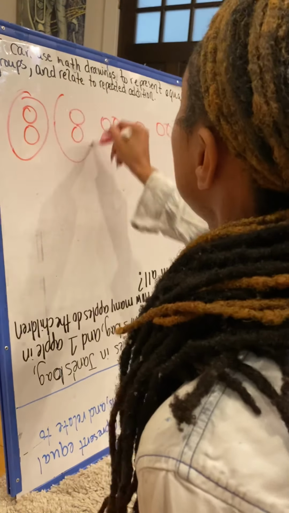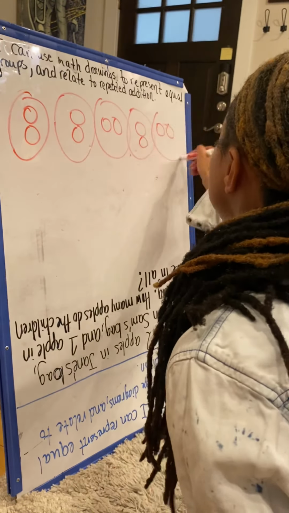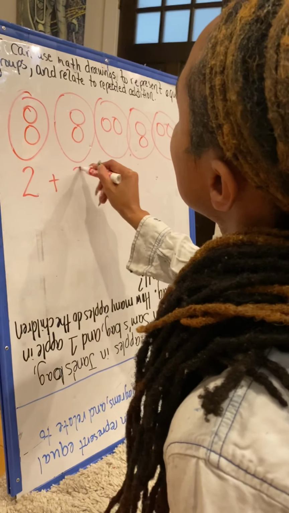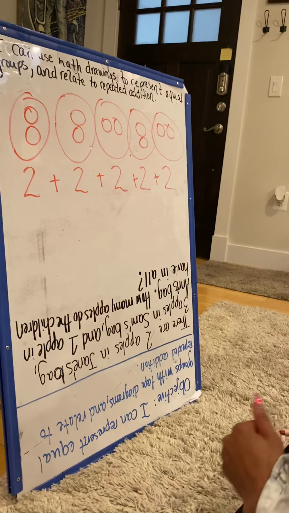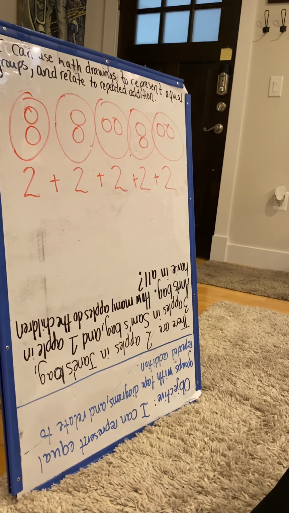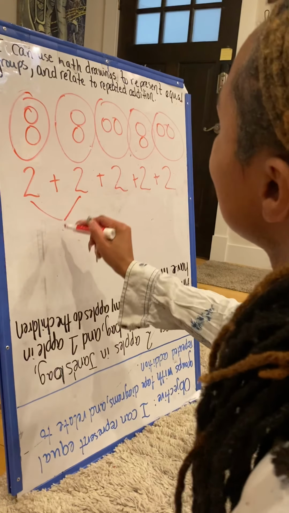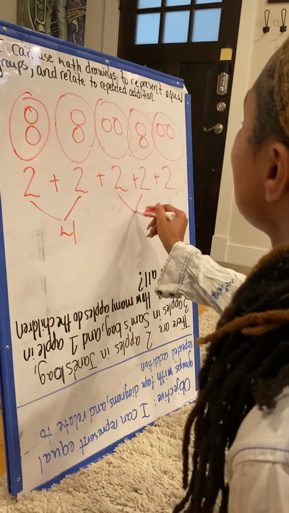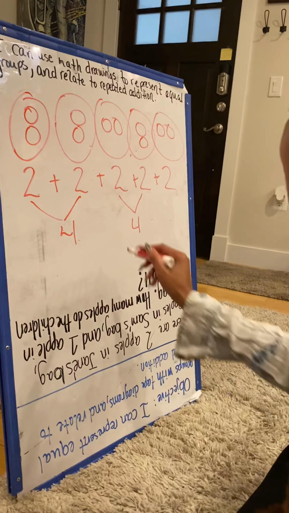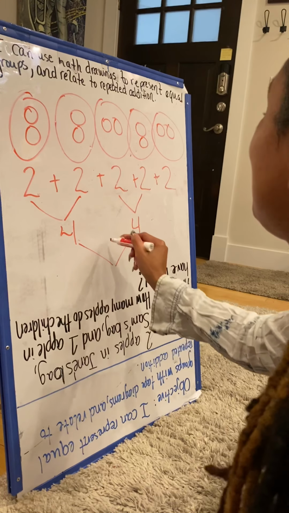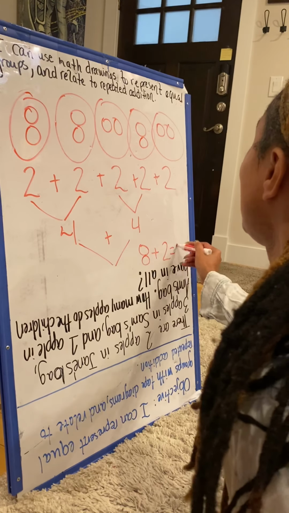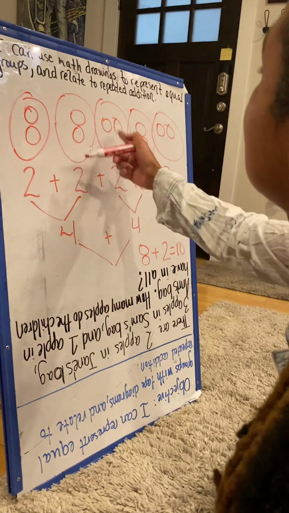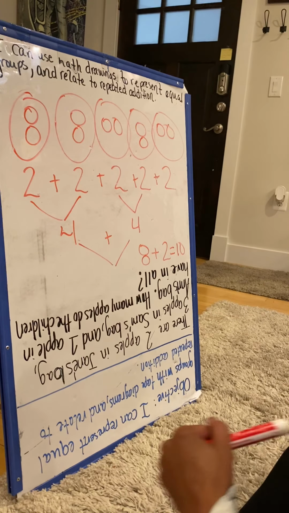I'm going to circle them. I'm going to go ahead and write my repeated addition number sentence. 2 plus 2 plus 2 plus 2 plus 2. Okay? And I can group the add-ins. I can say 2 and 2 makes 4. 2 plus 2 makes 4. I have 1, 2 left. I can add my 4 and my other 4 together, and I get 8, and then add my 8 to my 2, and I get 10. 2, 4, 6, 8, 10. Look how fast I did that.